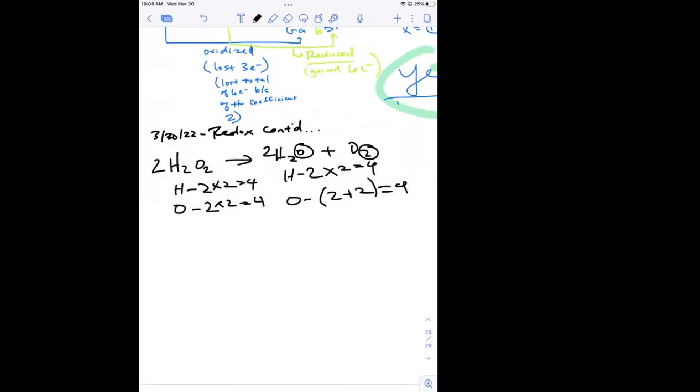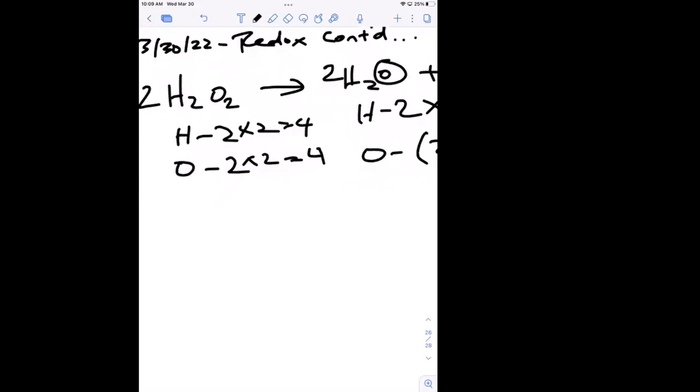Great. And you can see again, everything hinges on balancing. You have to balance the equation before you can do anything with it, before you can gather any data from it, like stoichiometry, oxidation number, anything. It has to be balanced first. If it's not balanced, any manipulation or calculation that you do is going to be off. So now it's balanced. Let's see if a redox happens.